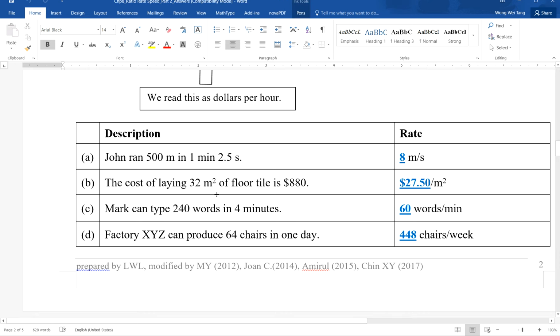32 square meters will cost $880. 1 square meter will be 880 divided by 32. 240 words in 4 minutes. We want the number of words in 1 minute. So divided by 4. 64 chairs in 1 day. How many in 1 week? 64 times 7 to get 448.